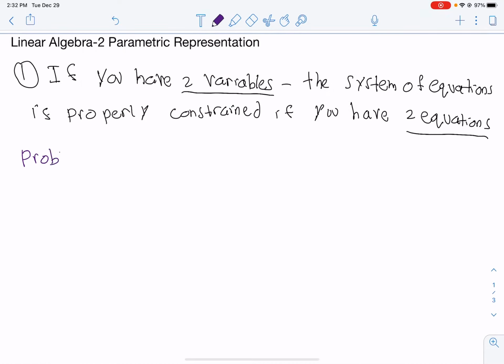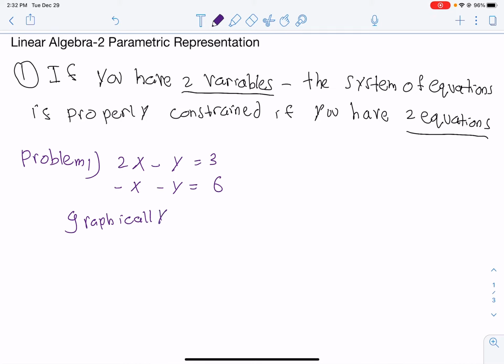So let's just call it problem 1. If I had two equations, a system of equations, 2x minus y equals 3, and negative x minus y equals 6, what would my solution be? You could do this a couple ways. I'm just going to do this graphically to start. We're going to do a lot more math soon enough.